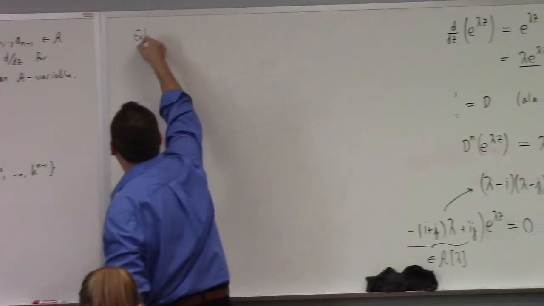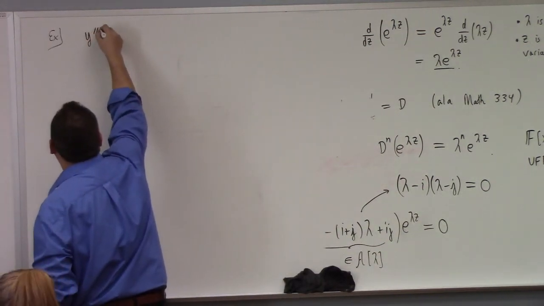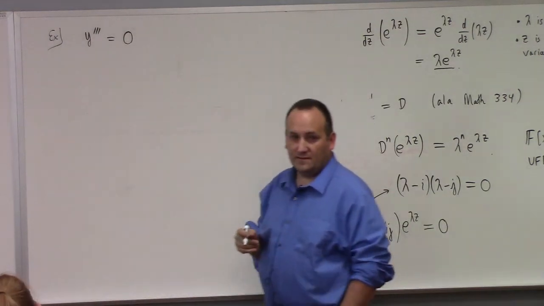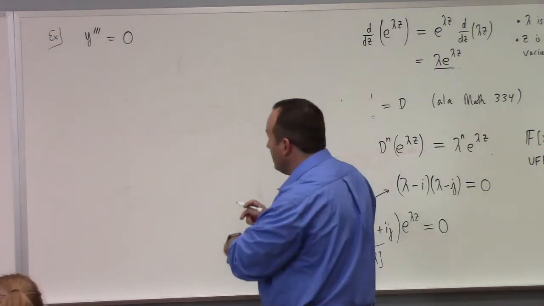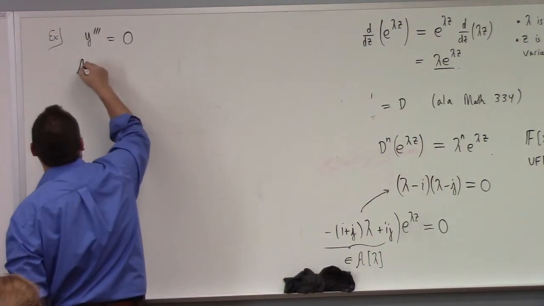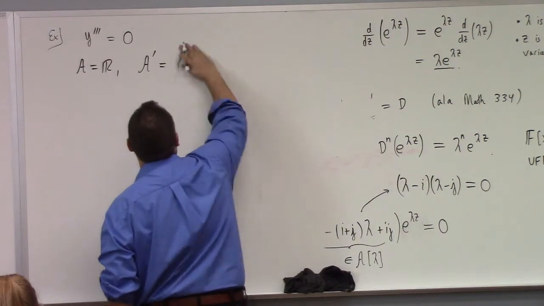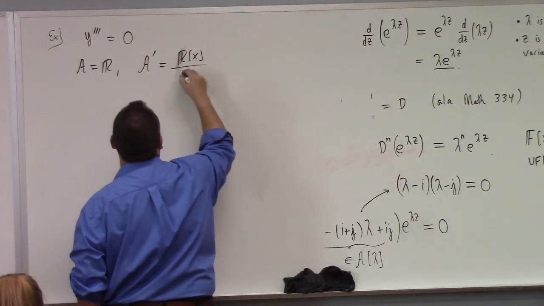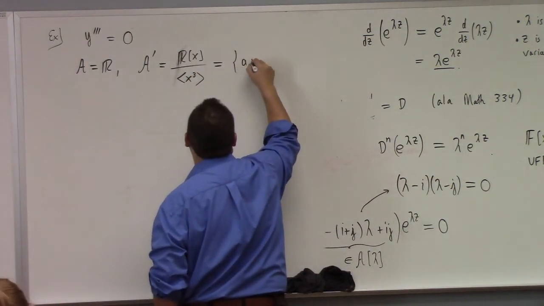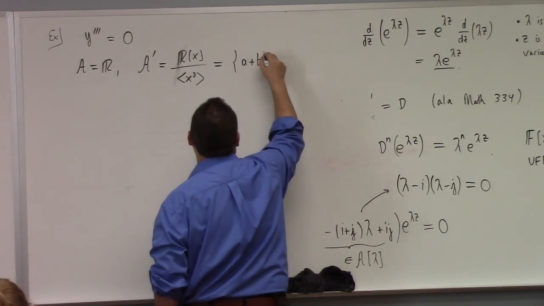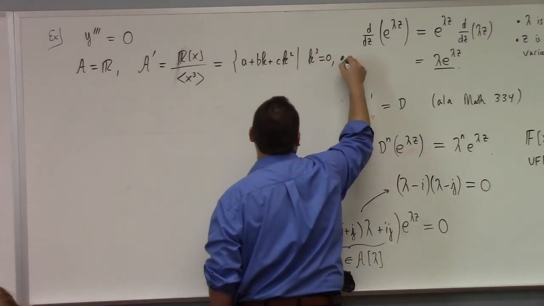So here's an example. This is a rather silly example, but it's a good one. If I wanted to solve y double prime equal to 0 with this method, let's just look at real differential equations for the sake of being specific. So my A is equal to R. My A prime would be equal to R of x mod x cubed, right? So that is things of the form a plus bk plus ck squared, such that k cubed is 0, and a, b, c are real numbers.